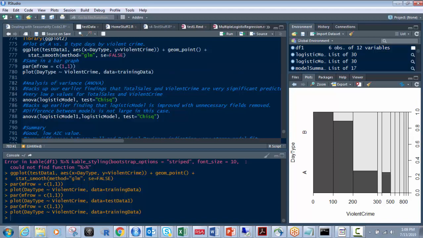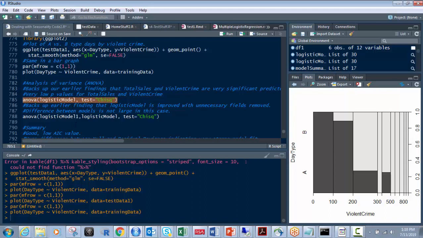So next, what we want to do is go into the analysis of variance. Analysis of variance is going to either back up our earlier findings, or it's going to say no, they're wrong. It's done with ANOVA, or analysis of variance, on your logistic model, and then the test. In this case, we're using chi-square. So we're going to do it twice.